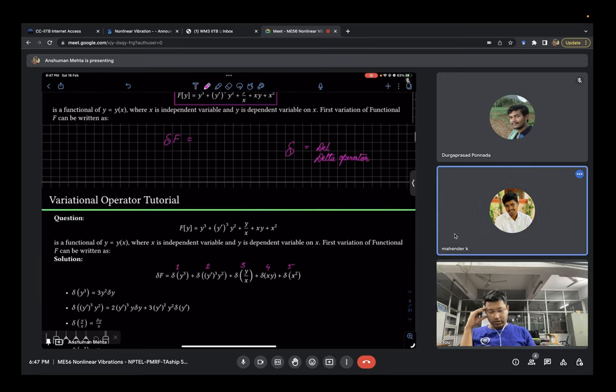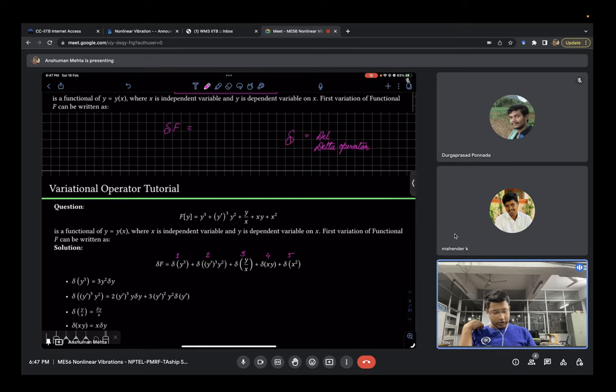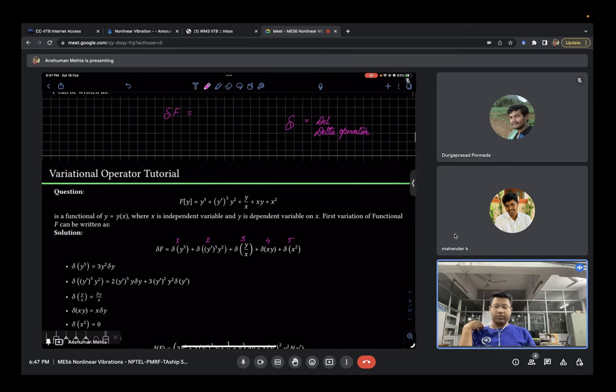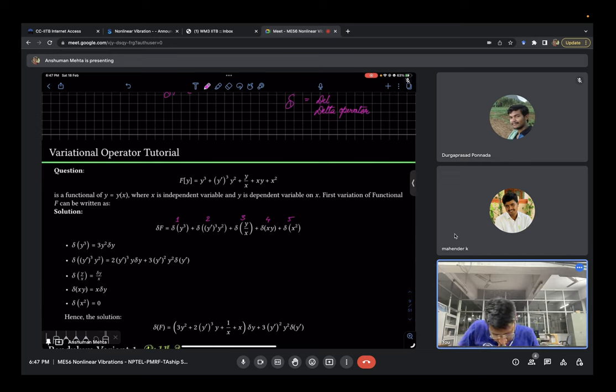Then division, but here we won't use division because the other thing is just a function of x, so it will be acting as a constant. Okay, so any x here will be treated as constant. So again, fourth is also the same thing, and fifth will be zero because it's just a function of x. Okay, I think you would have understood, it will be something like 3y squared plus 2y dash cube y plus 1 by x plus x. This is for del y.